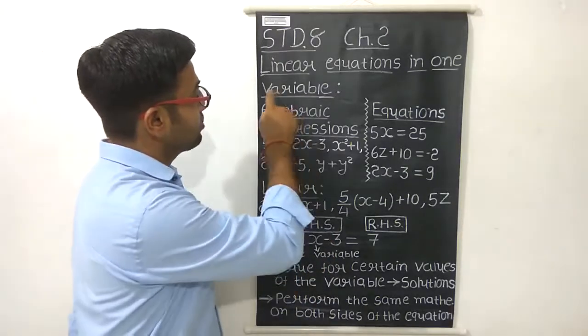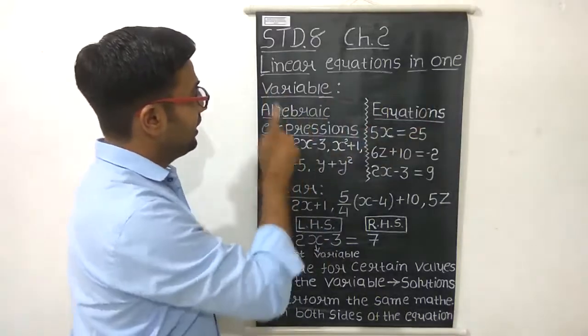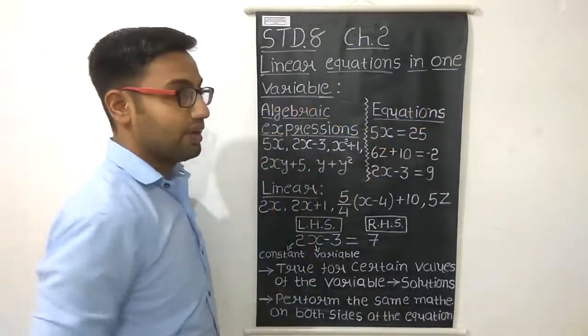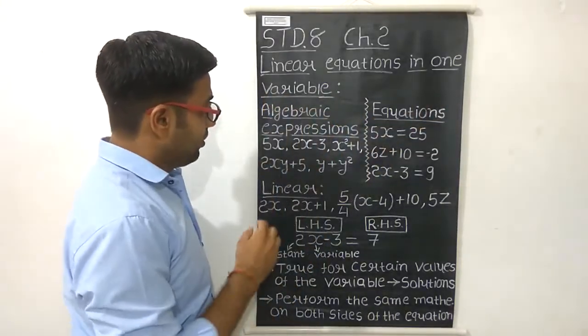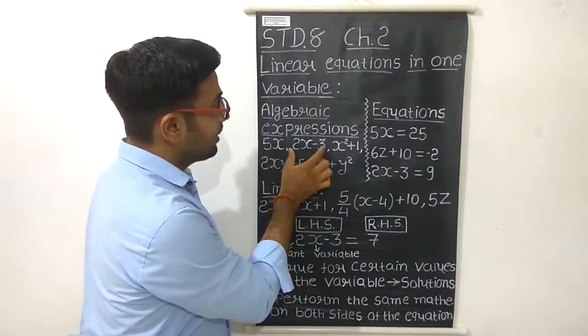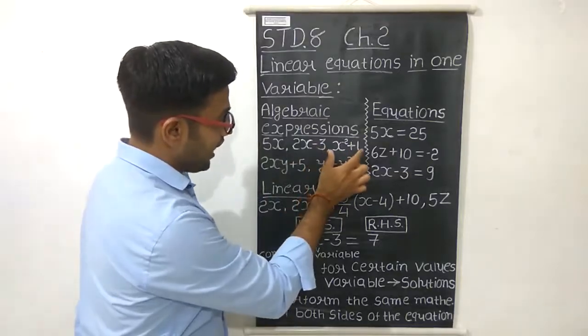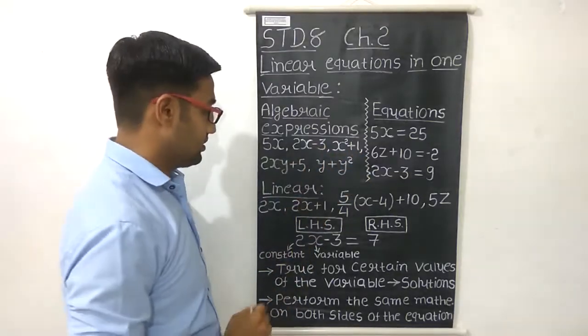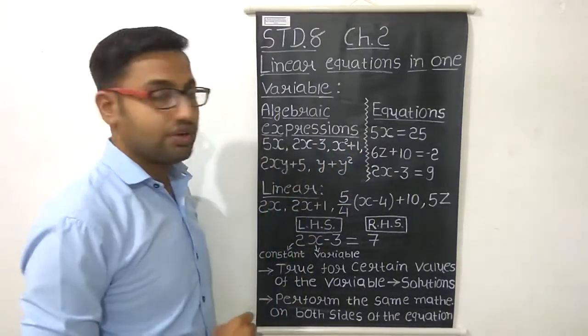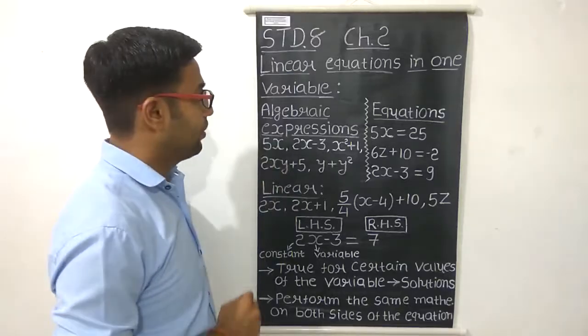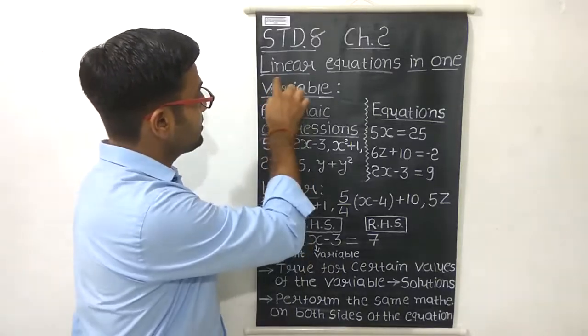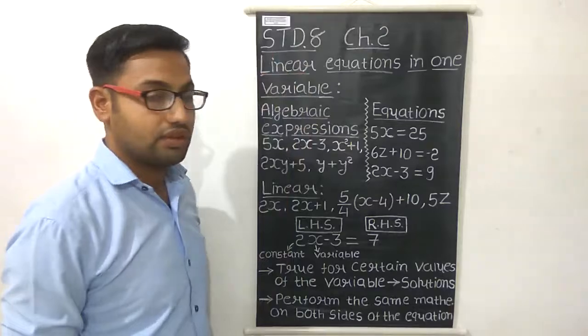So here we have to study expressions which have one variable. This is the expression with one variable. Yes. This is the expression with one variable. Yes. This is also an expression with one variable. Okay. Now, what is the meaning of this linear?